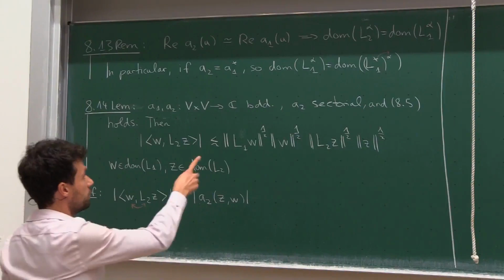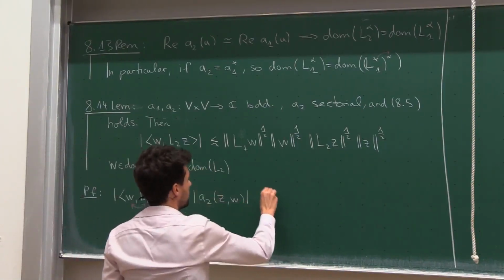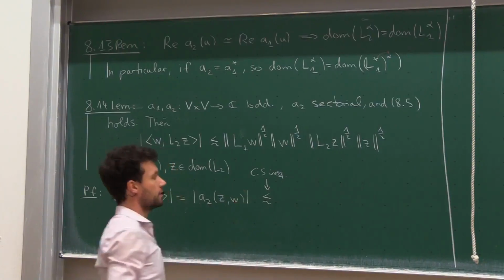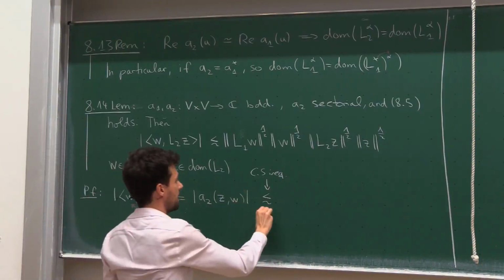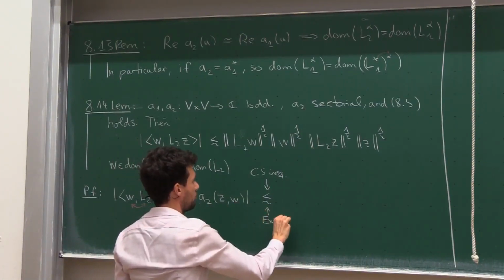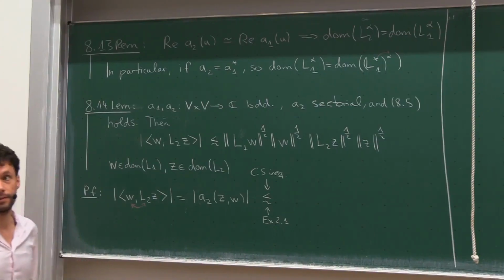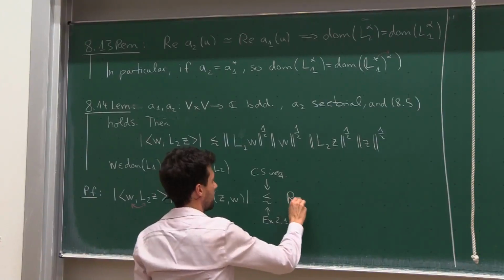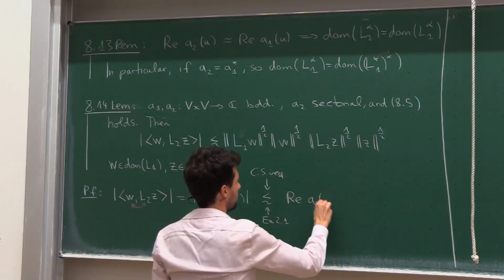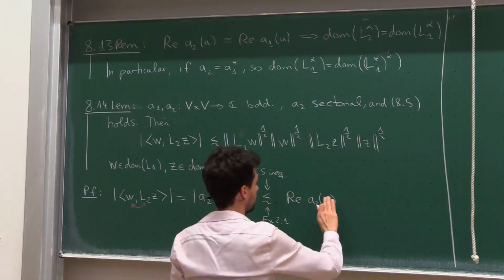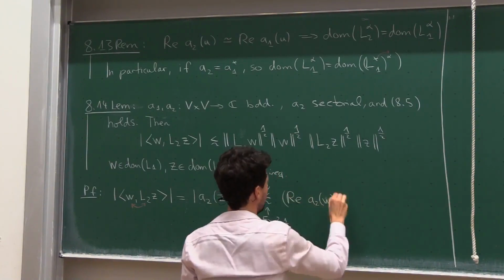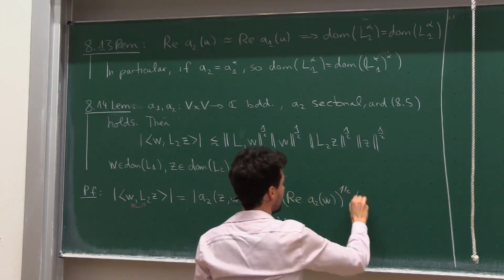All right, now A2 is sectorial, so I can use the Cauchy-Schwarz inequality for sectorial forms. This was exercise 2.1. It's like Schwarz's inequality, but for non-symmetric things if they are sectorial. And this Cauchy-Schwarz inequality tells you that I can take the real part of the quadratic form of the two things, and I want to do it that way around. It doesn't matter because it's just a product of numbers.